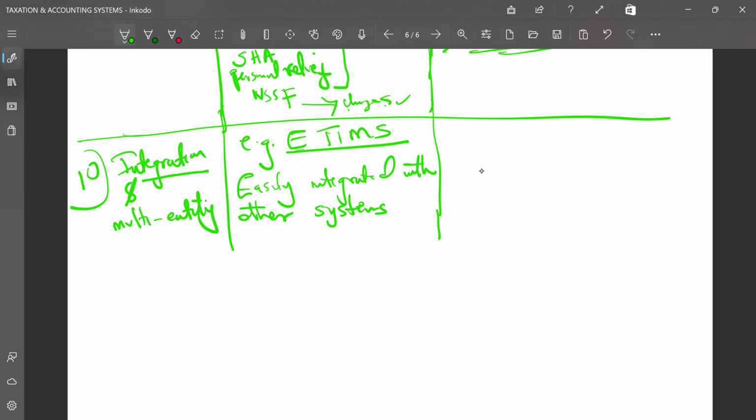So there is a real-time view of data across the business. There is a seamless integration. In fact, I needed to use the word seamless integration. Yeah, it is seamless integration. And it is so easy to integrate cloud-based accounting systems with, for example, eTIMS.